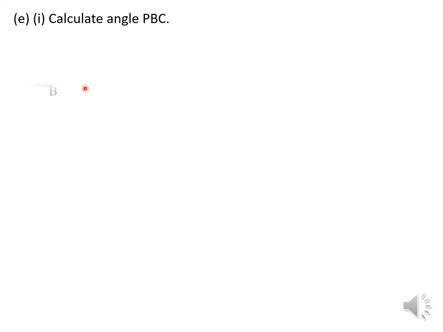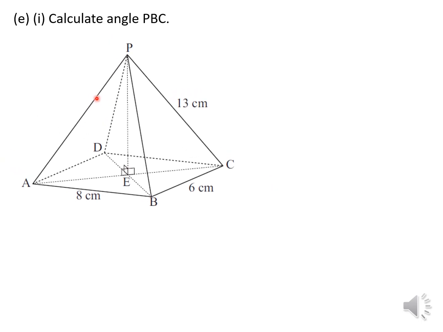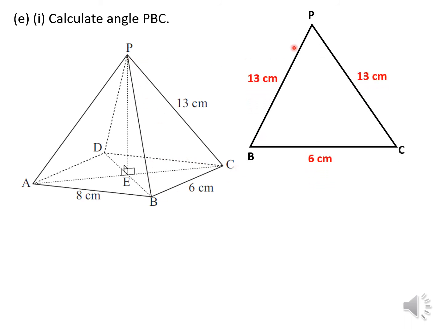Now, they are asking us to calculate angle PBC. So I'm going to bring back my pyramid again, PBC. Let me take an extension. This is also an isosceles triangle. PC is 13 centimeters and PB is also 13 centimeters, and we know this is 6. So we are supposed to find the angle here, which is this particular angle.